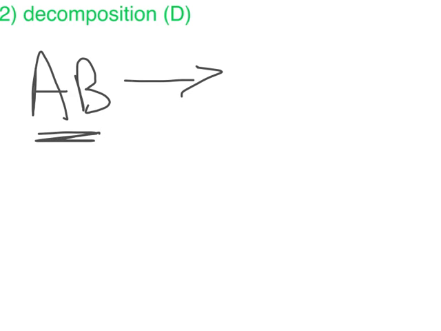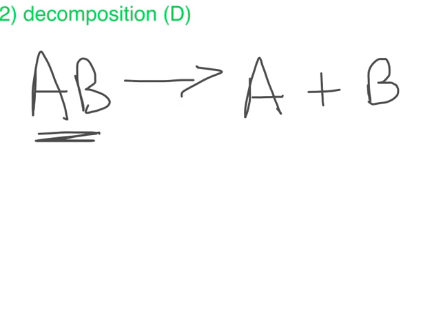A decomp is the reverse of that. So in the last example, we had A plus B yields AB. Well, in this case, we're going to start with 1 thing, a compound, and it's going to break up into its individual elements, or pieces. So this would lead us to A plus B. That is a decomp reaction.